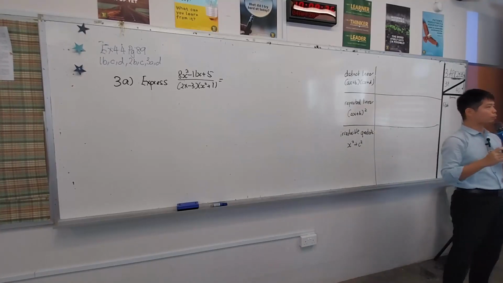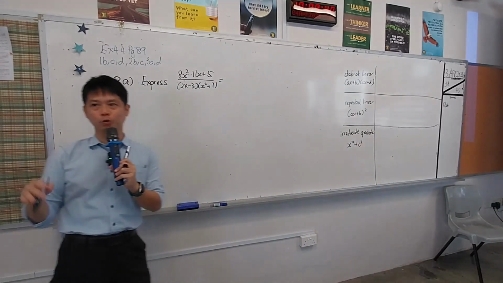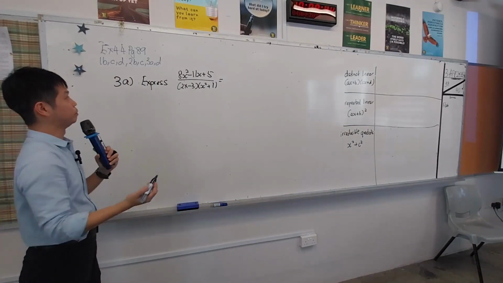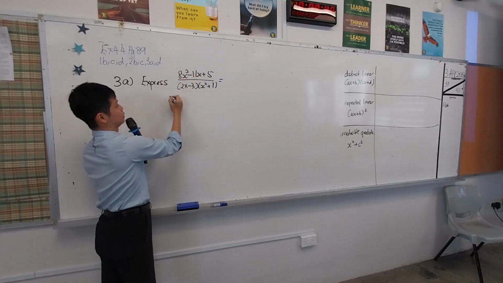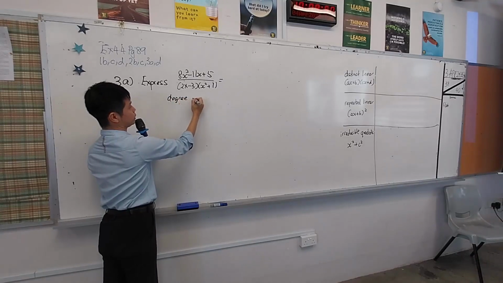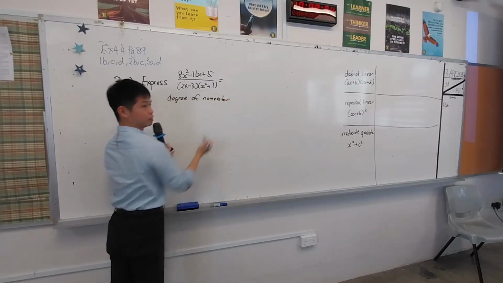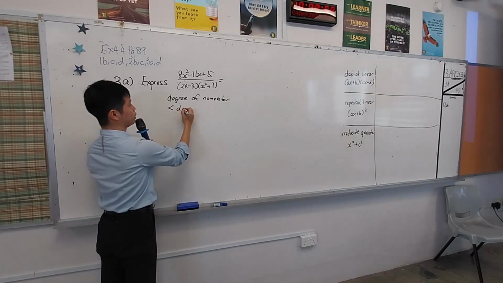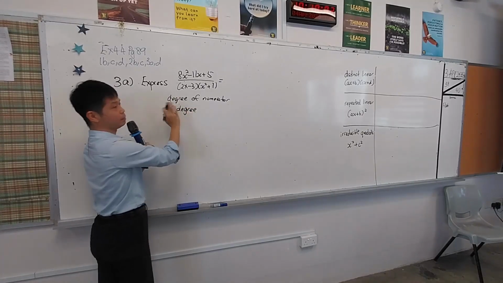Okay, today we are going to learn how to express a proper fraction like this into partial fractions. So how come it's a proper fraction? Because the degree of the numerator is strictly smaller than the degree of the denominator. Strictly smaller, it cannot be the same degree also.